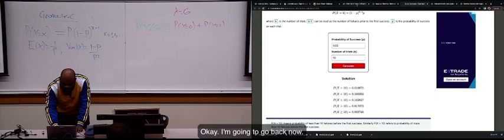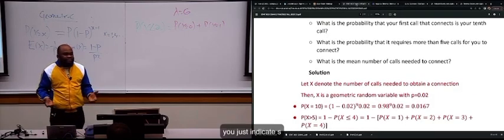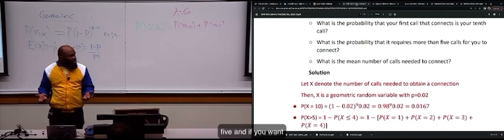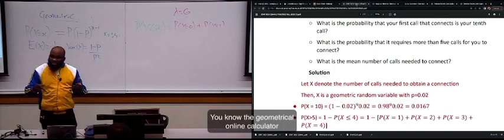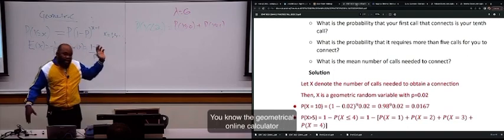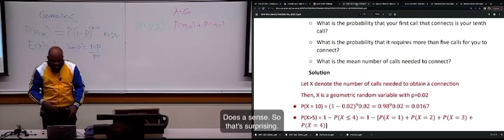I'm going to go back now. What about the one that requires more than 5? It just indicates x equal to 5. And if you want to choose, it's going to be greater than 5. The geometric online calculator is going to give you a lot of stuff. Does that make sense? So that's super easy.